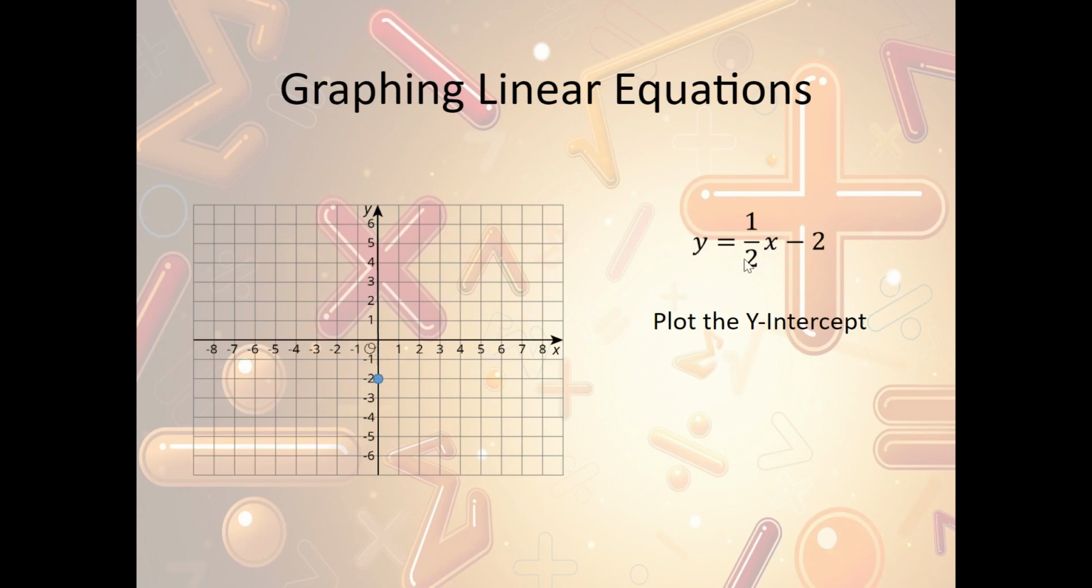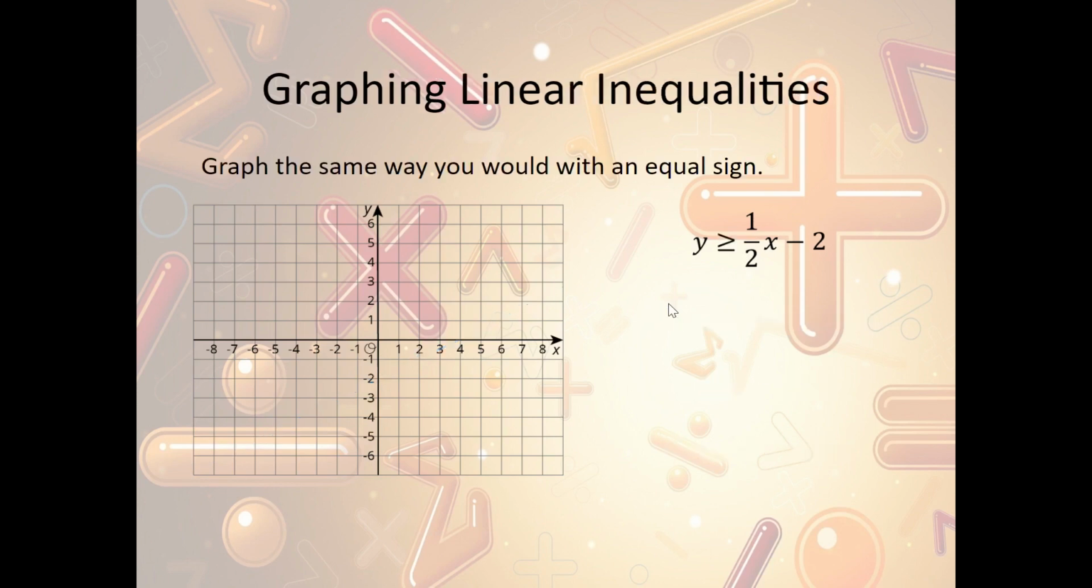Then I'm going to use the slope to plot the second point. So this tells me the change in y is 1, so I'm going to go up 1, and the change in x is 2, so I'm going to go to the right 2. Up 1, to the right 2, and I plot my point there, and then I connect the dots, and now I have a linear equation that's been graphed.